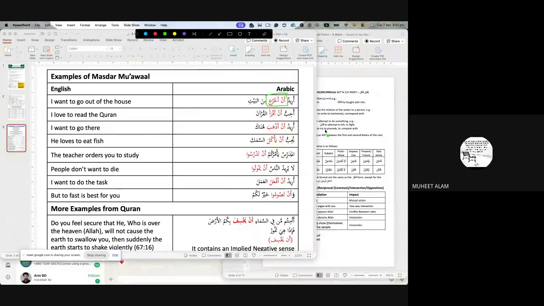The second example is Uhibbu an aqra'a al-Qur'an. I love to read the Quran. Here an aqra'a, to read, is masdar, and it is also working as an object in this sentence. Third, Uridu an adhhaba hunaka.